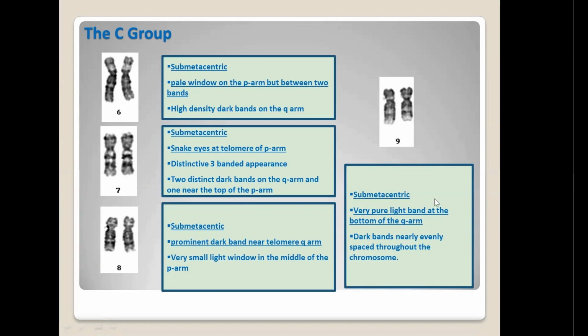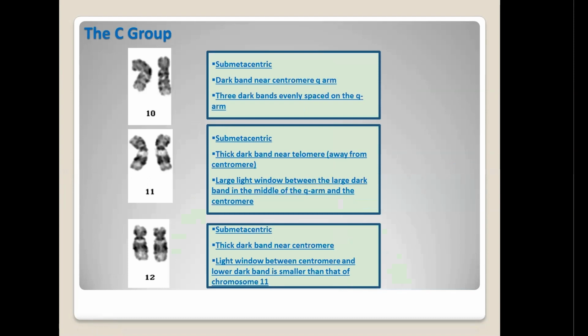Also, there is a very pure light band at the bottom of the Q arm. So this is chromosome 9. Now chromosome 10, it is similar to chromosome 8, if we remember.